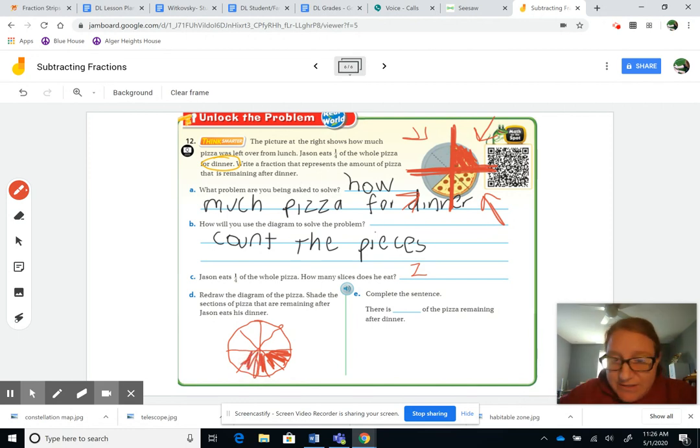Okay. Now it says there is blank of the pizza remaining after dinner. What's left? We have to go back to 8s because that's what it was cut into, and there are 3 8s left. Okay. That's just an example of a story problem.